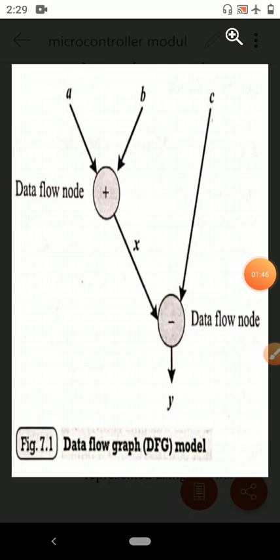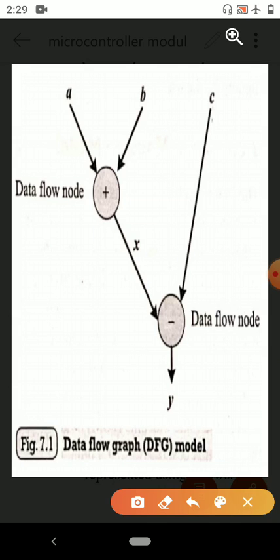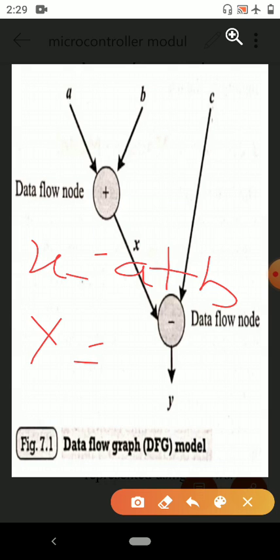Now let's consider an example. Suppose one of the functions in an application contains the computational requirements x equals a plus b and y equals x minus c. So first one, x equals a plus b, and y equals x minus c.